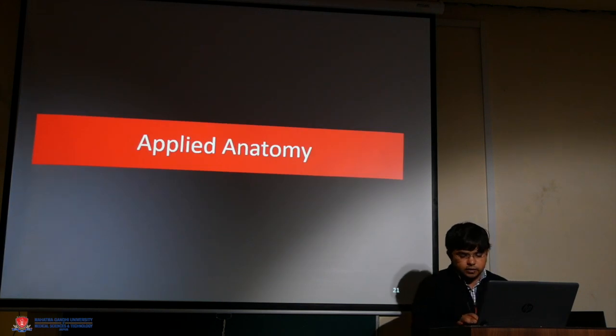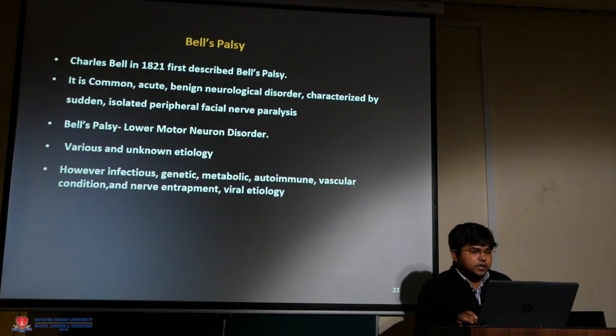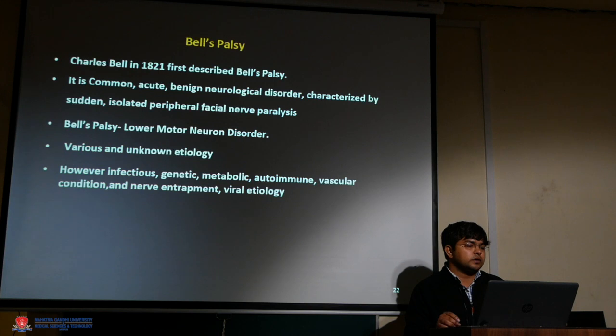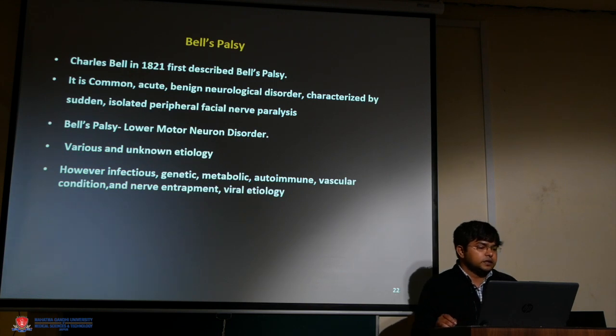The applied anatomy of the facial nerve. Bell's palsy was first described by Charles Bell in 1821. It is a common acute benign neurological disorder characterized by sudden isolated peripheral facial nerve paralysis. The facial palsy is also known as a lower motor neuron disorder.